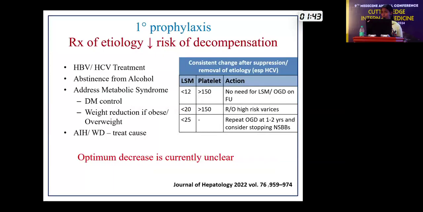Other things that we can do. So we talked about beta blockers. Second would be etiological management. So a patient with hepatitis B, treating them with antivirals, hepatitis C, treating them with antivirals, can actually improve this patient's liver fibrosis. Or in an alcoholic, stopping alcohol, in a diabetic, weight control and obesity management can decrease decompensation.